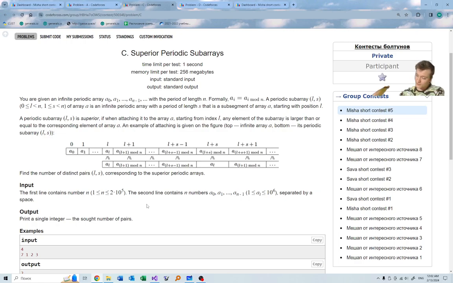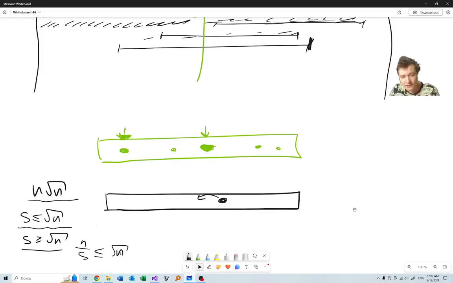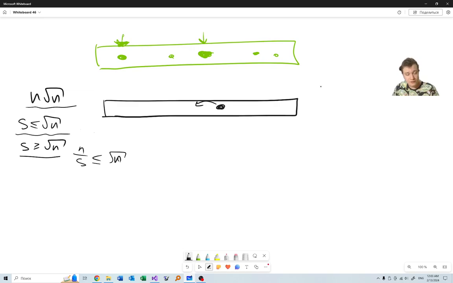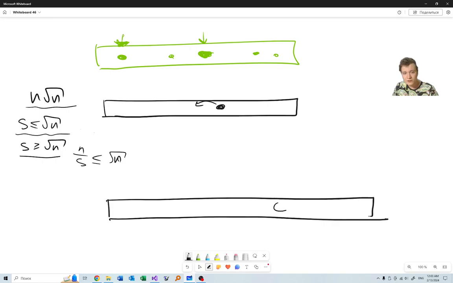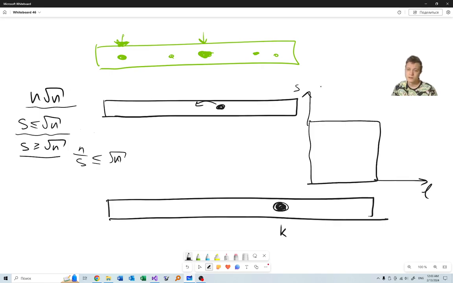So let's, as I said, iterate over all numbers from the bigger to the smaller one. Let's assume that we see a number k. So let's draw the diagram. This is L and this is S. And L plus S is at most N, something like this.